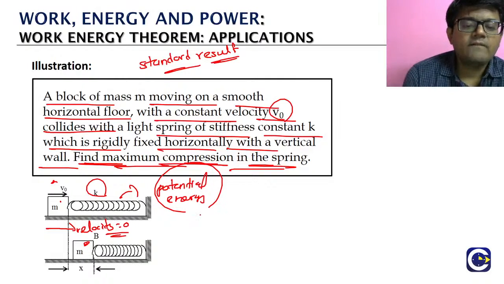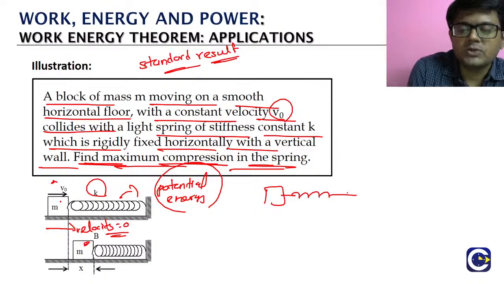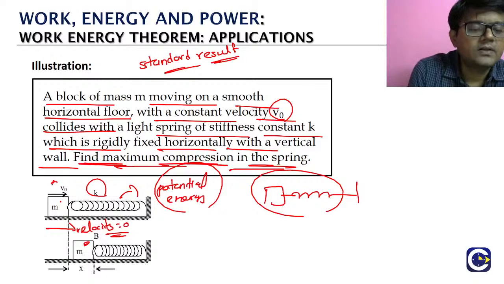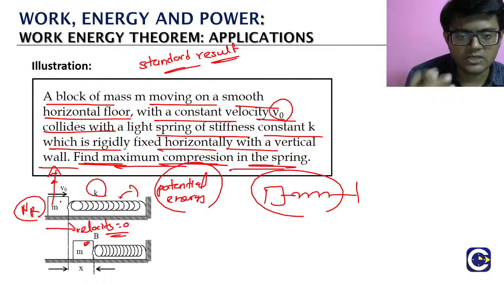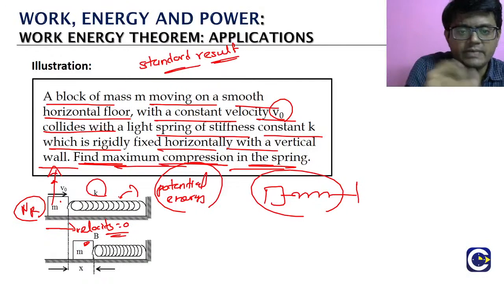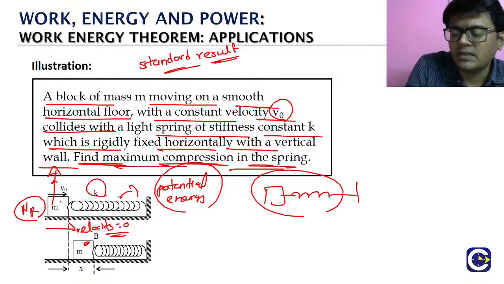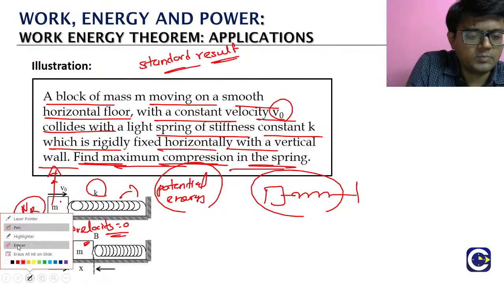Now look at the block and the spring together. Here we have the normal reaction acting on the block, but the block is moving along the contact surface, so the work done by the normal reaction is 0. There is no vertical movement, it is a horizontal surface. So the gravitational potential energy term is not involved.